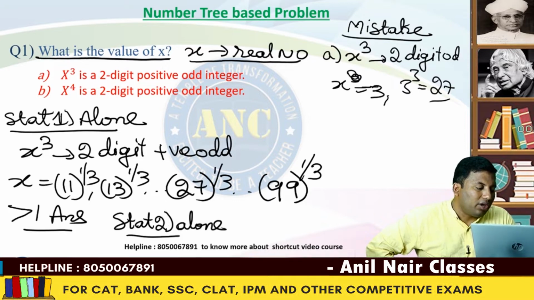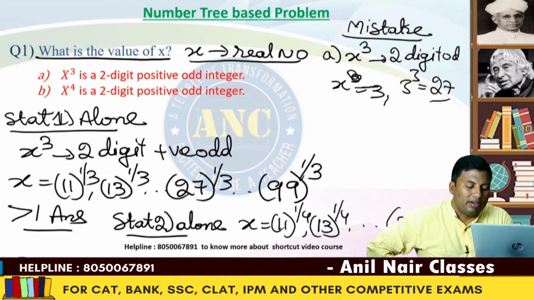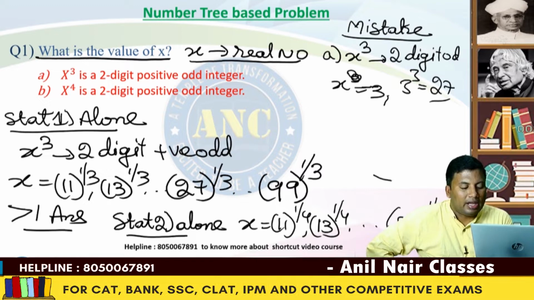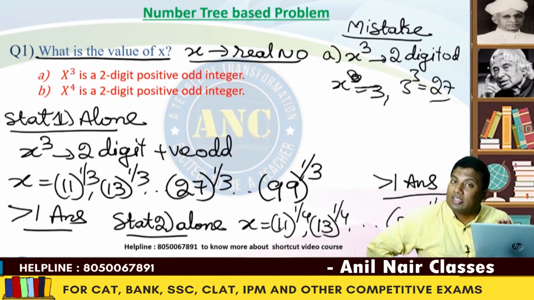X power 4 is a 2-digit positive integer. That means I can take the same thing. X could be 11 power 1 by 4, 13 power 1 by 4 and so on up to 99 power 1 by 4. Again I got more than one answer. So statement 2 alone is not giving you the answer.